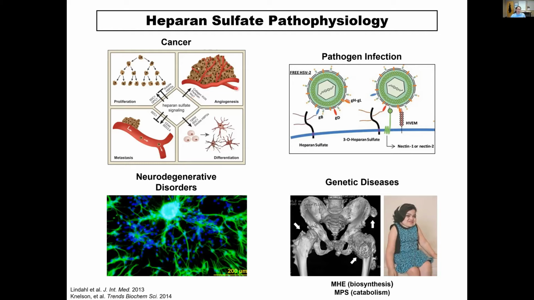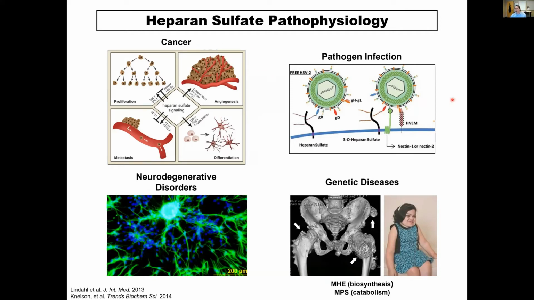and stem cell differentiation, you can imagine that cancer cells can hijack this system, upregulate heparan sulfate production, therefore enhance cell proliferation, metastasis, angiogenesis for the tumor, as well as differentiation to different lineages in different cancers as well.